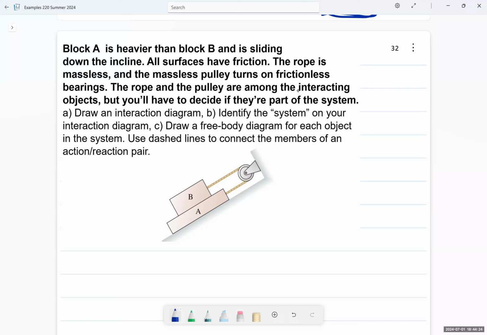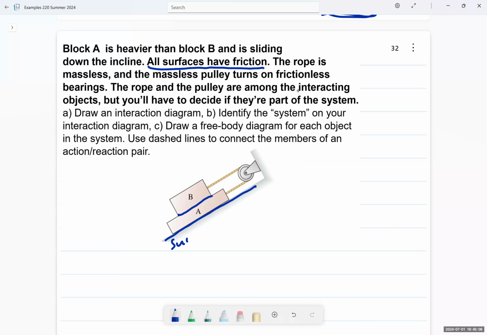Okay. All surfaces have friction. And here's the interesting part, right? So it says all surfaces have friction. Before, we would have only one surface. It would have been like, okay, here's a surface. But here, all surfaces have friction means that you also have A, and B sitting on top of A, and the surface between them also counts. So you have to take that into account, which means that is also a part of the system that we have to consider as a surface with friction.